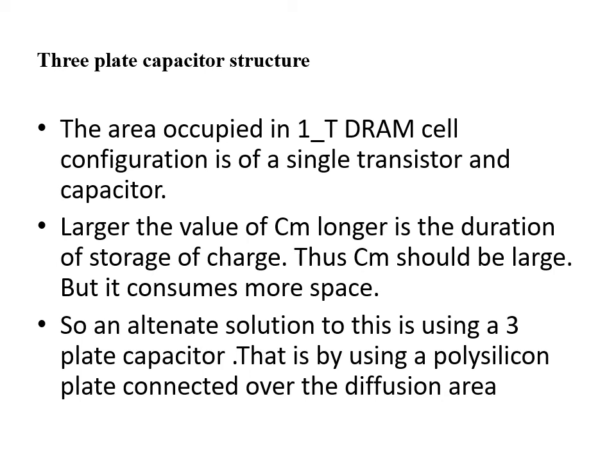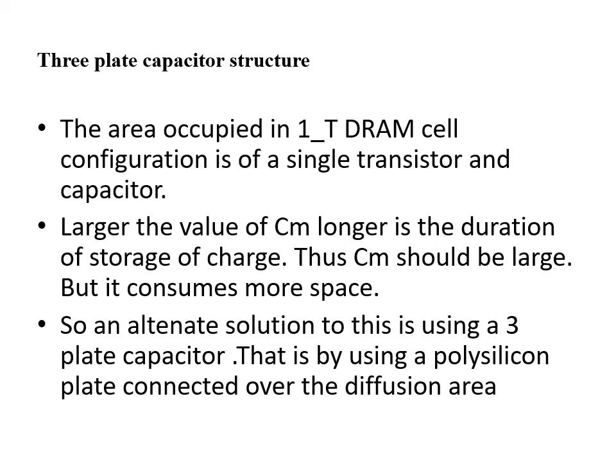Speaking about the area occupied in the chip, the one transistor dynamic RAM cell is a single transistor and a capacitor, because we use a capacitor and a transistor in order to store one bit. The larger the value of CM, the longer the bit will be stored, so the CM value should always be large. If CM is large, then the capacitor structure has to be large, which means it occupies more space. How to overcome that problem?